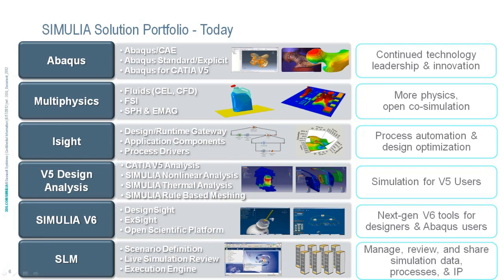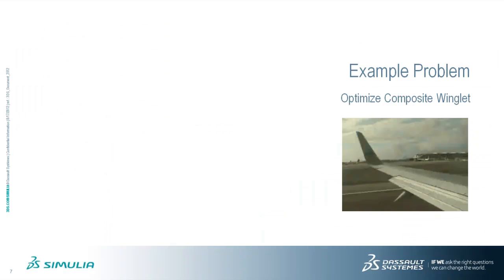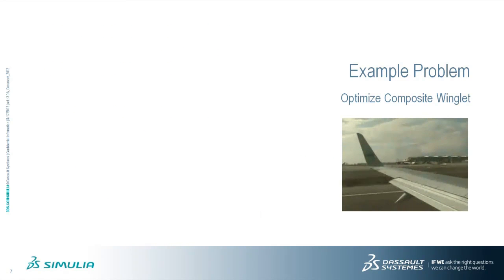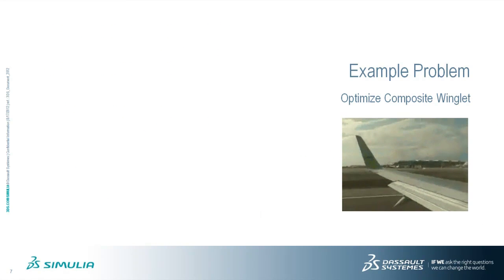Today I'm going to focus mostly on Isight. This is our product for design optimization, process automation, and also methodology standardization. So with that overview of Simulia and our products, let's get right into what we're going to focus on today.